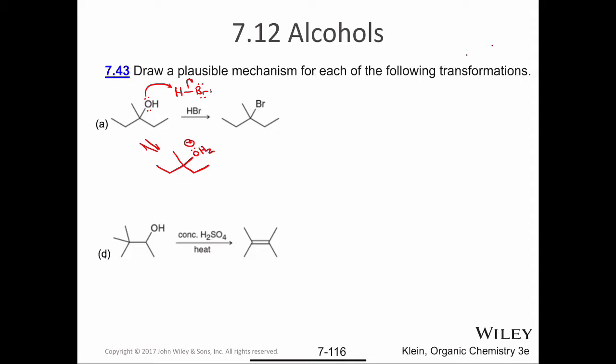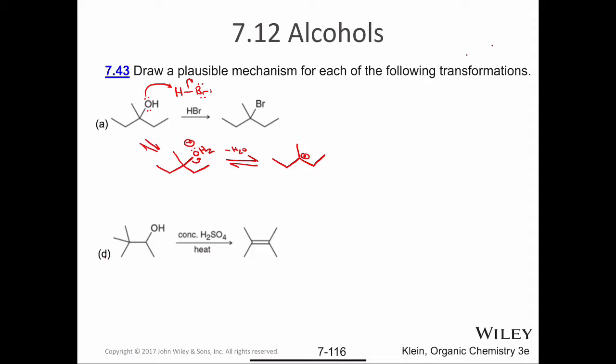So now it's been converted into a good leaving group, and I can draw the curved arrow that represents water leaving. Sometimes in the book they'll put minus H2O just to show you that the water is leaving. In this case, it's not necessary to do that, but sometimes it's nice for instructional purposes. So then I can draw my tertiary carbocation that's formed after the loss of the leaving group.